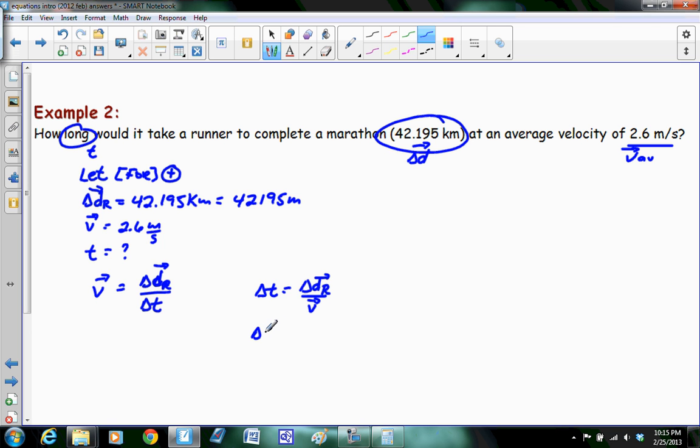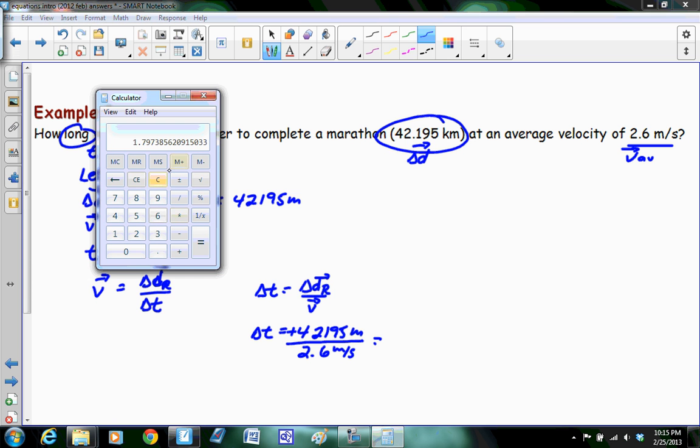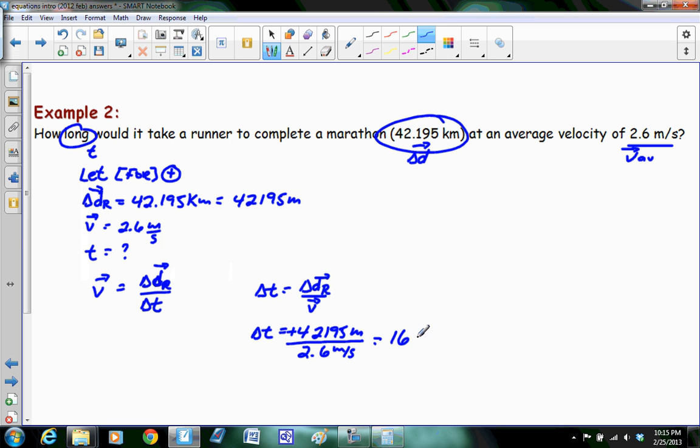Let's plug our numbers in. So my time is going to equal my displacement, 42,195 meters forward, all over 2.6 meters per second. Let's see what happens when we plug that into the calculator. So 42,195 divided by 2.6. And it looks like we've got here 16,228 seconds. Seems like a lot, but remember that's in seconds.